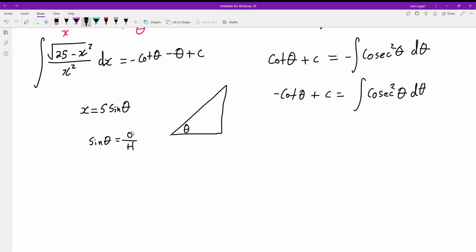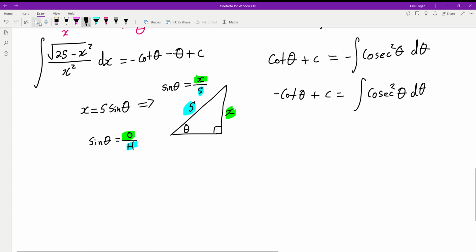So if I rearrange this here, sine theta is equal to x on 5. So my opposite side is my x, and my hypotenuse is 5 pretty much. Okay, so we have 5 and we have x. So hopefully you can see where I made that connection there. So that's my opposite, and this here is my hypotenuse. So what we have here is just a right angle triangle.